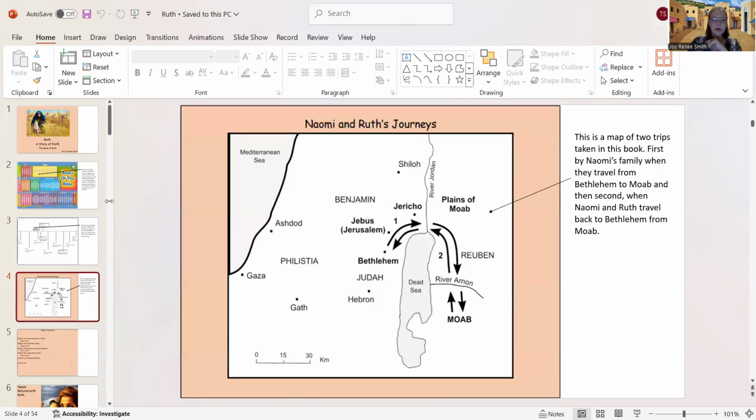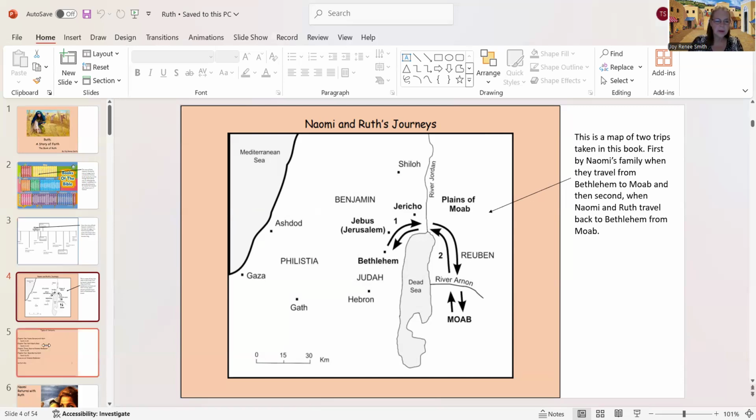And I also wanted to show you on the map the journey that Naomi and Ruth will make. Originally, Naomi and her family will go from Bethlehem down to Moab, and then Ruth and Naomi will go back up to Bethlehem. And so this is the map of the two trips that they will be making during this book.